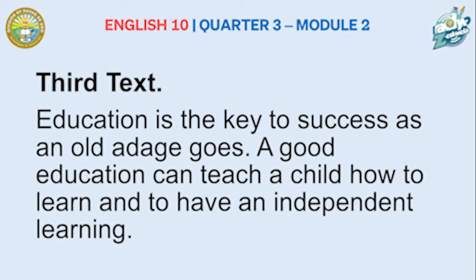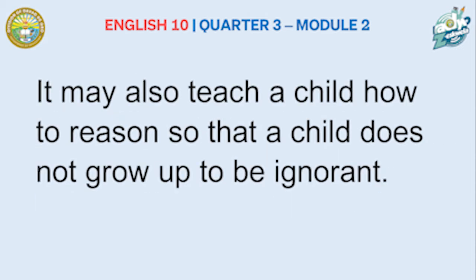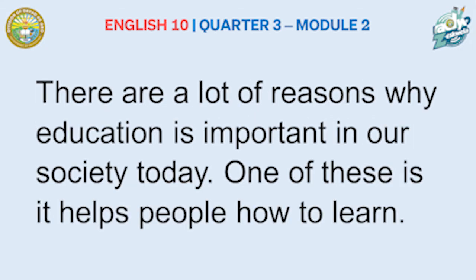Third text. Education is the key to success, as an old adage goes. A good education can teach a child how to learn and how to have an independent learning. It may also teach a child how to reason so that a child does not grow up to be ignorant. There are a lot of reasons why education is important in our society today. One of these is it helps people learn how to learn.